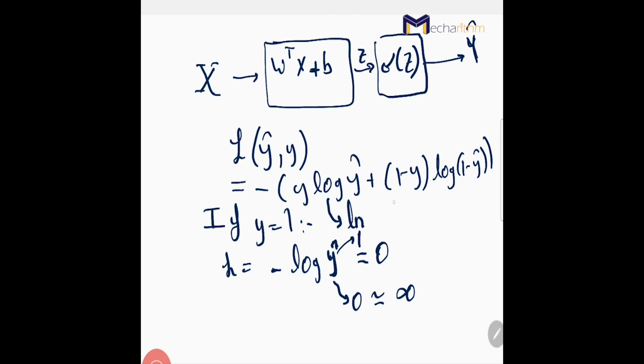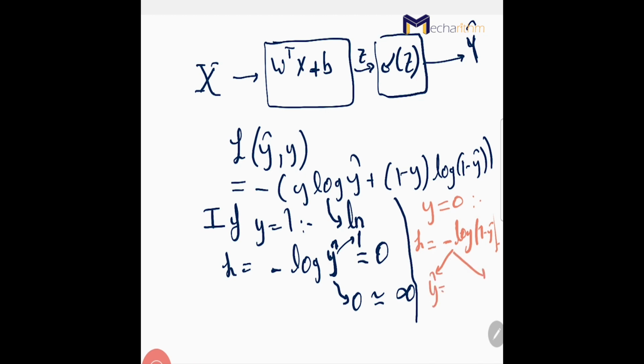And on the opposite side, if y is equal to 0, which means this image or this input does not belong to the class we're searching for, then we will have a loss that is basically equal to 1 minus 0. So that's going to be 1. So it's going to be negative log 1 minus y cap. So if y cap here happens to be 0 as well, then we get a loss that's basically equal to 0.